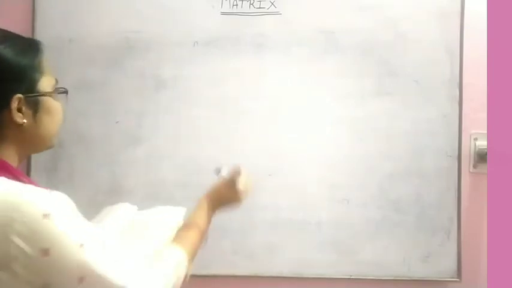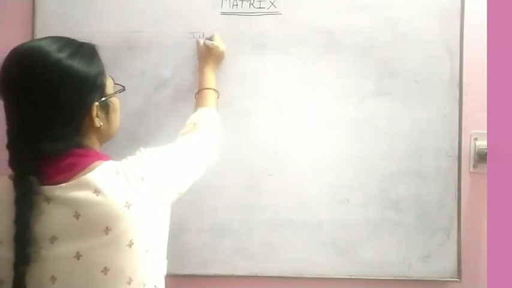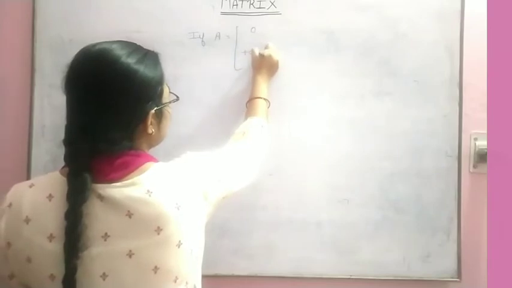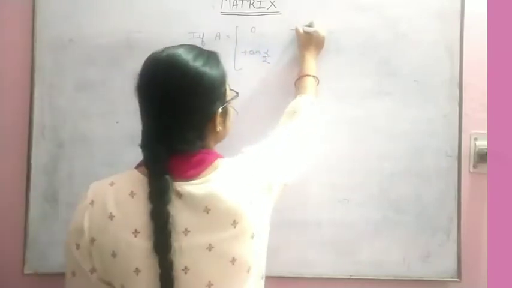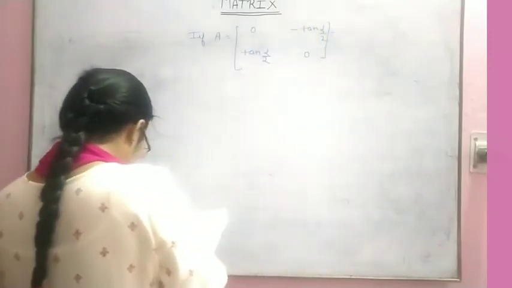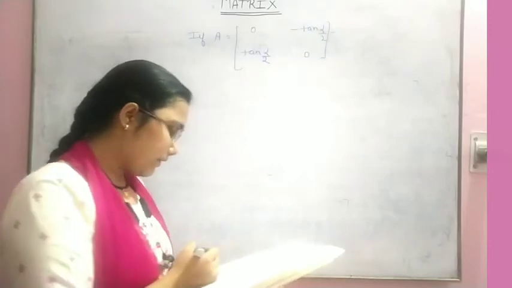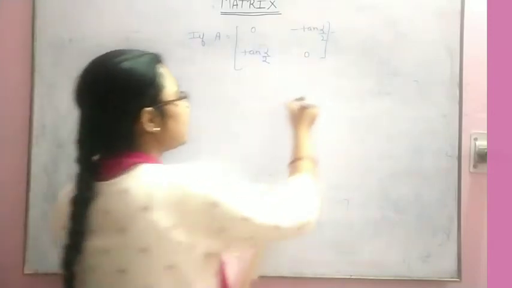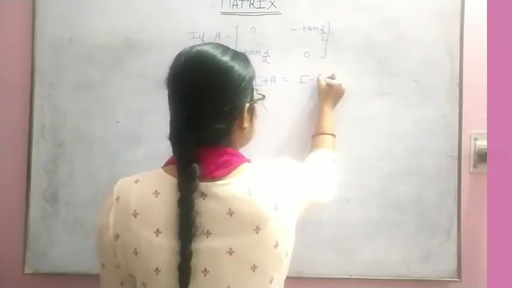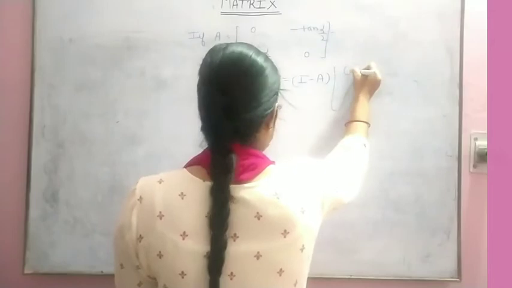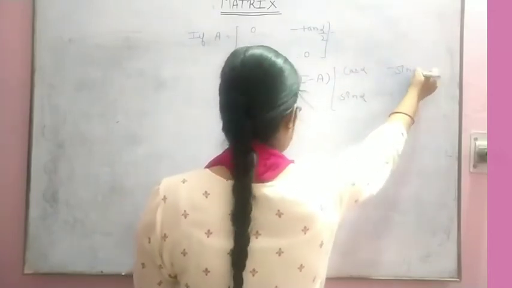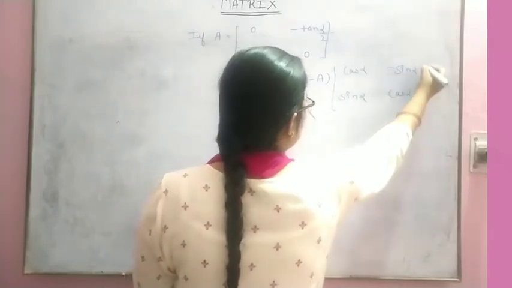If A equals the matrix [0, tan(alpha/2); -tan(alpha/2), 0], and I be the identity matrix of order 2, then show that I plus A equals (I minus A) times the matrix [cos alpha, sin alpha; -sin alpha, cos alpha].